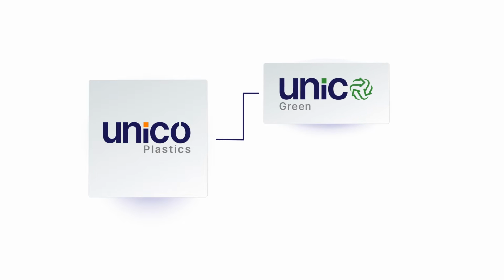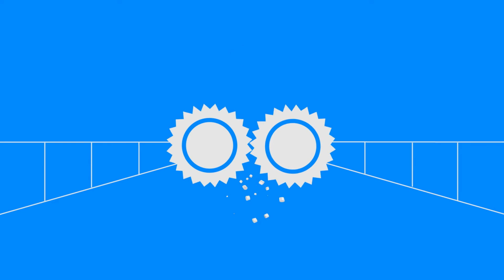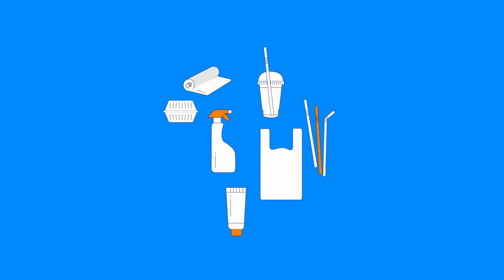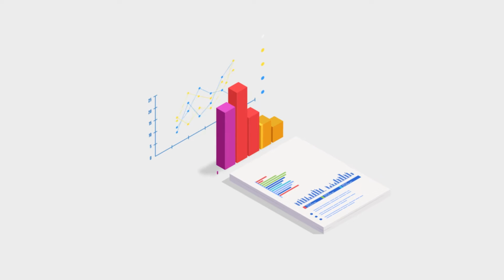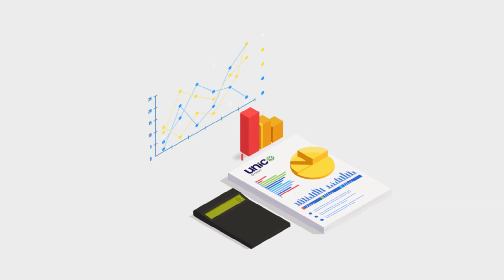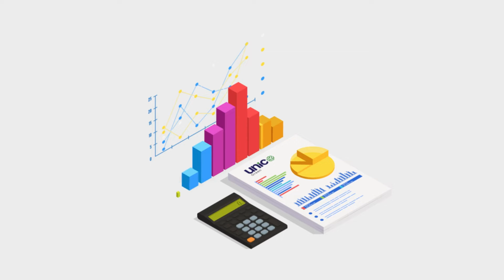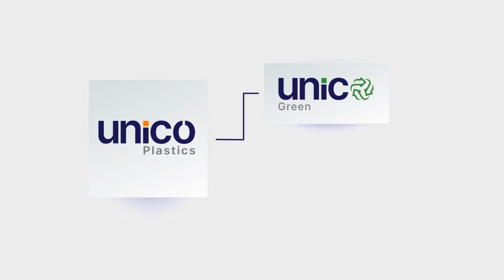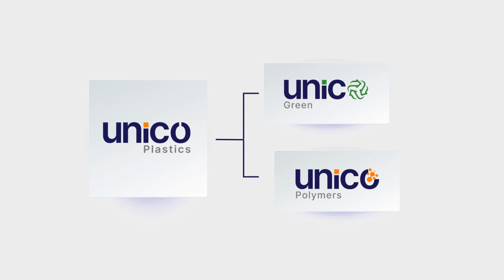The first entity launched is Unico Green. This unit gets the old plastic furniture and recycles them into PET chips, which can be further used for making plastic products. Since this is a separate legal entity, it operates as a subsidiary of Unico Plastics and has its own book of account. The second entity launched is Unico Polymers.